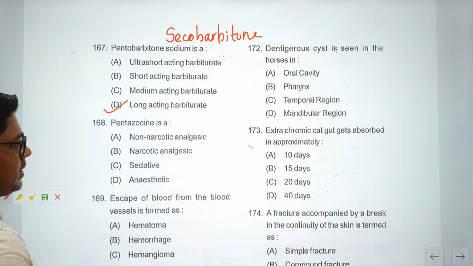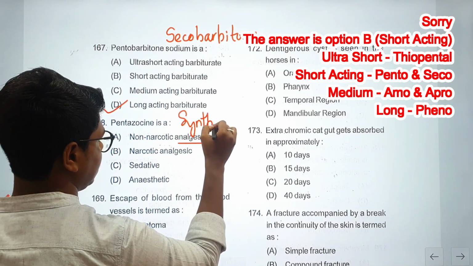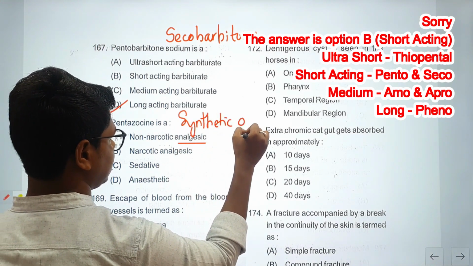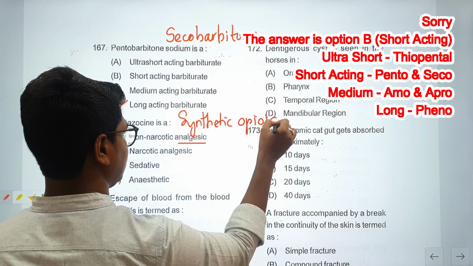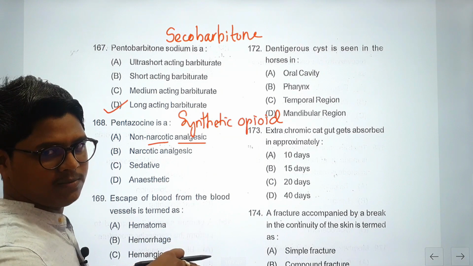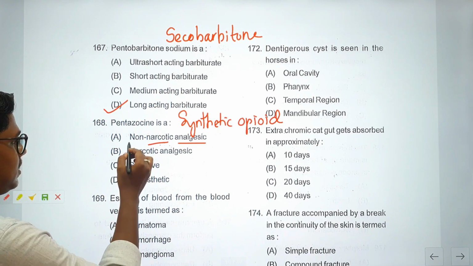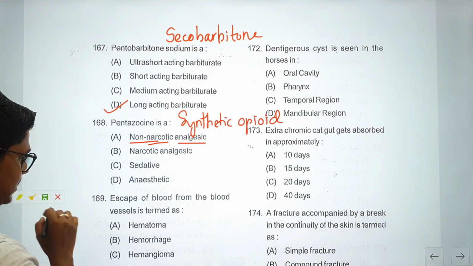Pentazocine is a non-narcotic analgesic. It is a synthetic opioid. Okay, narcosis, I have already taught you in anesthesiology. Deep sleep accompanied with analgesia or may not be accompanied with analgesia. Okay, this is a non-narcotic analgesic.